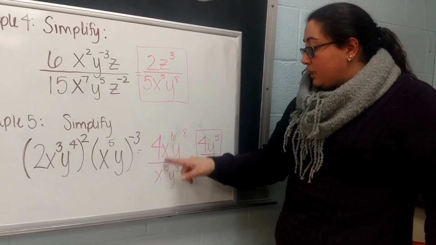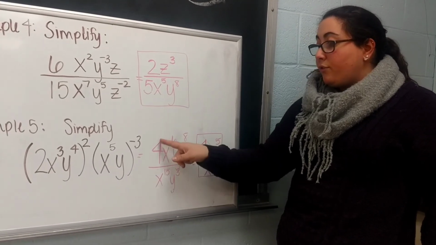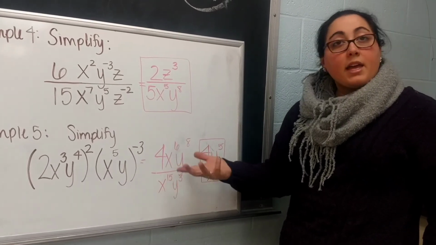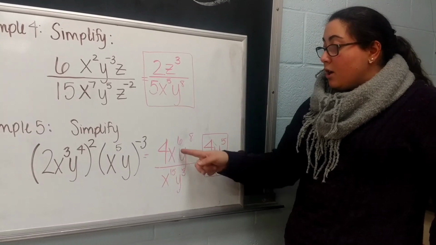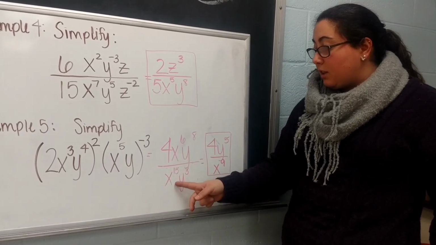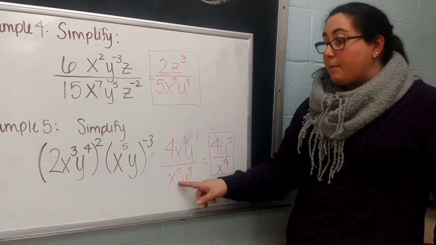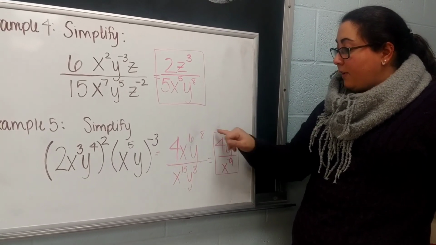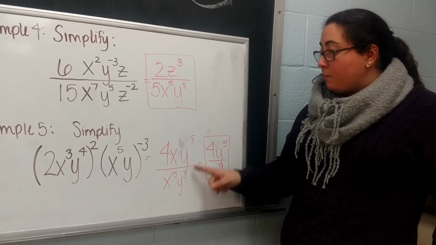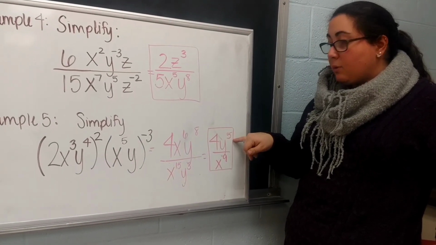Lastly, you want to look to see if there's anything that's the same. So the 4, and there's a 1 here that can't be simplified any further, so that's 4. You have x to the 6th and x to the 15th, which simplifies to be x to the 9th. You're going to be subtracting those powers now in your denominator. And y to the 5th, because there's 8 up top, 3 on the bottom, and 8 minus 3 is equal to 5.